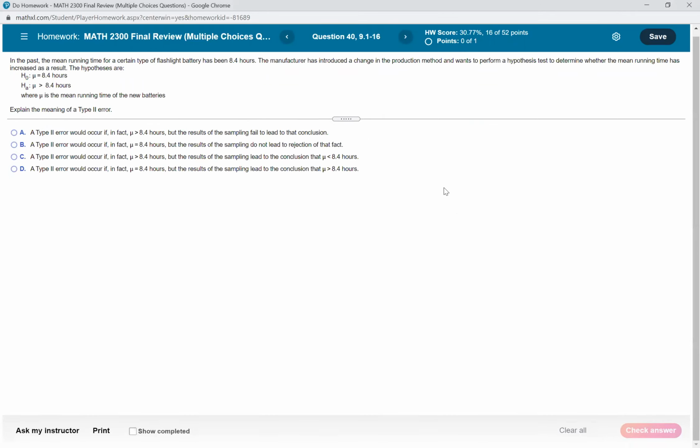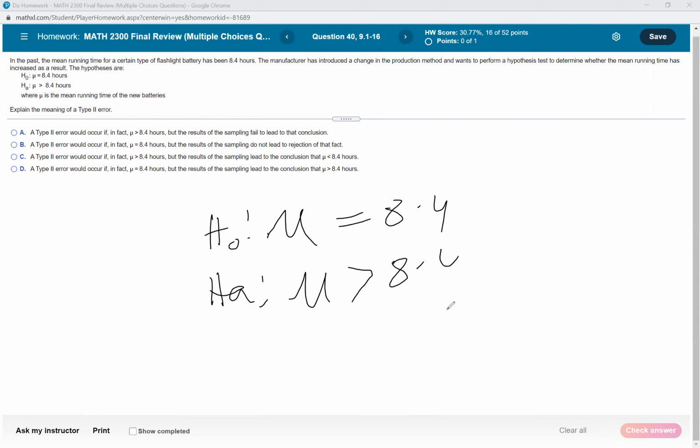Okay, so in the past, the mean running time for a certain type of flashlight battery has been 8.4 hours. The manufacturer has introduced a change in the production method and wants to perform a hypothesis test to determine whether the mean running time has increased. So the null is mu equals 8.4 and the alternative is mu greater than 8.4. So this is a right tail test. Now explain the meaning of a type 2 error. What do you know about type 2?